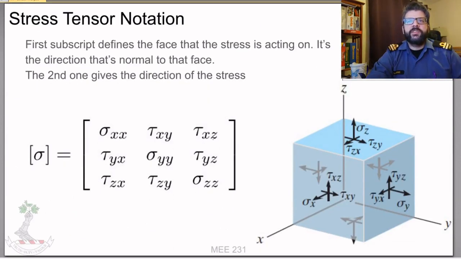So notation-wise, like I said, we use subscripts to differentiate which stress is which. Again, like I said, some people use all sigmas here, so you may not have the tau as an indicator that it is a shear stress. But if you have the same direction from both subscripts, then that's a normal force.